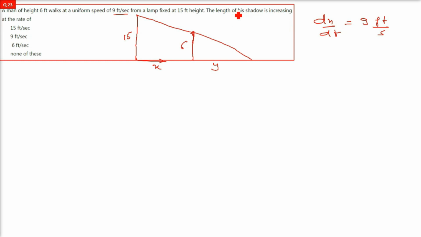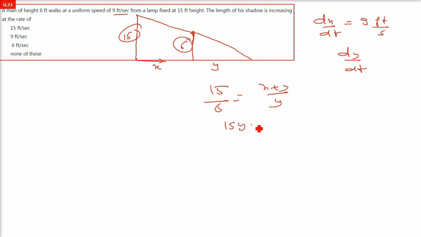So same thing we are going to do. We will assume that there are two bigger triangles which are similar, and once they are similar, the ratio of the corresponding sides are equal. So 15 by 6 is equal to (x + y) divided by y. Now cross multiply. 15y is equal to 6x + 6y. 6y goes here. It will be 9y equals 6x. Divide both sides by 3. You will get 3y equals 2x.